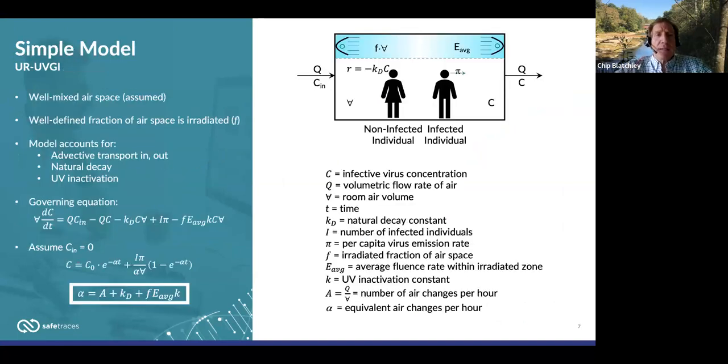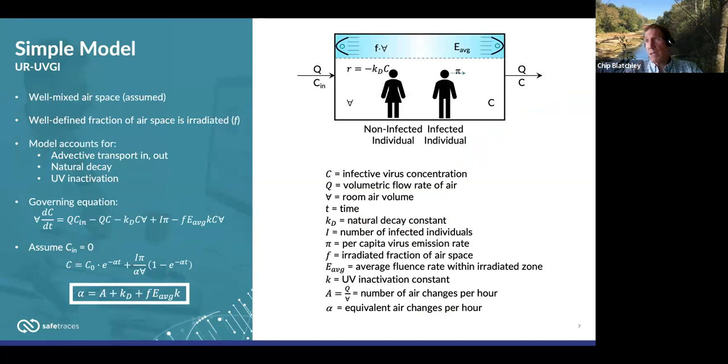I'd like to, in this slide, present a simple model to describe the dynamic behavior of an upper room UVGI system. So I'm going to impose a number of assumptions here, and then I think Bill Bahnfleth will talk about whether those assumptions are valid or when they might be violated. But for the time being, what I'm going to do is to assume that we're working in a well-mixed airspace.